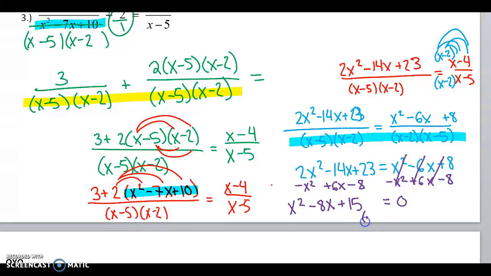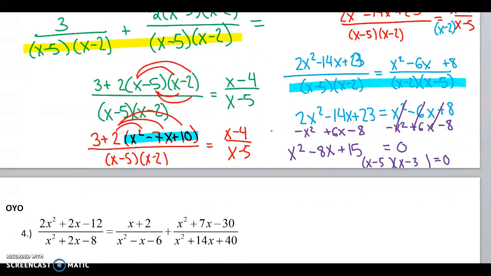So what multiplies to be x squared is x and x. What multiplies to be 15, but adds to negative 8, would have to be negative 5, negative 3. If you use the zero product property to solve, I know I'm going on the next page, but hopefully you have room, I would have x minus 5 equals 0, x minus 3 equals 0. So x is equal to 5 and 3.